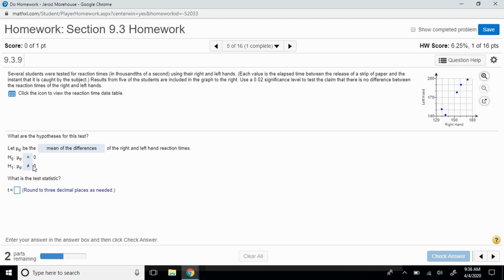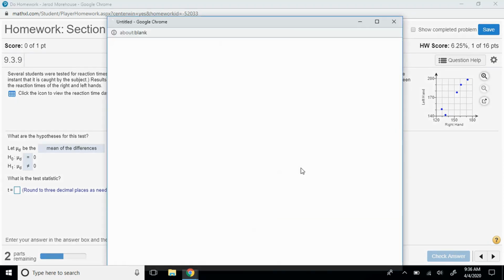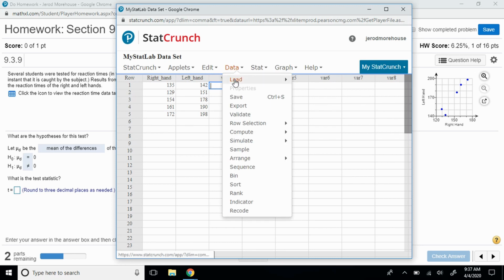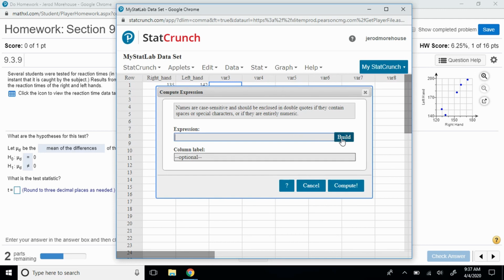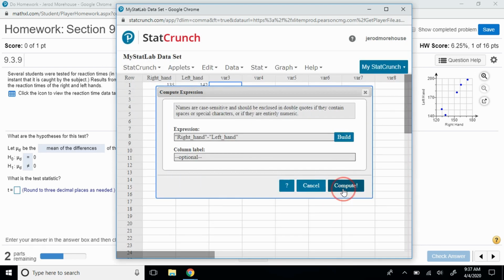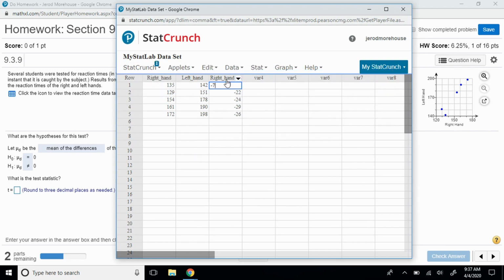All right, now we need to find our test statistic. So let's go ahead and go into StatCrunch with this table. And again, we need to find the differences in our values. So I'm going to select this first cell in the variable 3 column and select data, compute expression. I'm going to build an expression that is right hand minus left hand. I'm going to hit OK and compute. And it fills that column with our differences, and we'll run our hypothesis test on these differences.